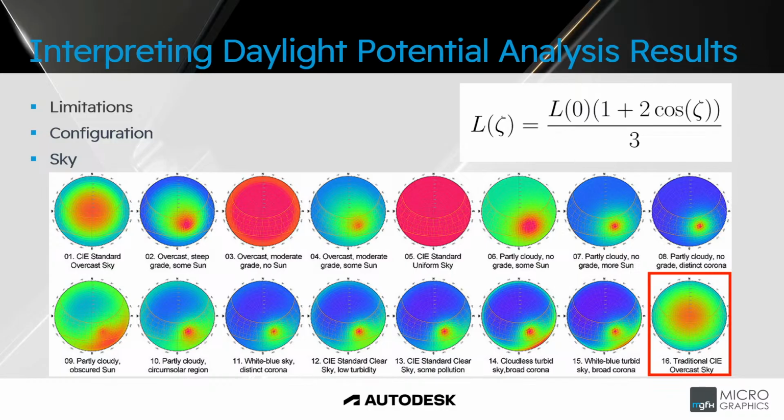So there are some limitations, some configuration, and how the sky is determined. The limitations: the VSC analysis does not take into account window sizes, building material, room sizes or room functions. The indoor daylight performance is dependent on these factors, and the amount of daylight required is usually different for different room functions. The purpose of the vertical sky component analysis is to be an indicator of the daylight potential.